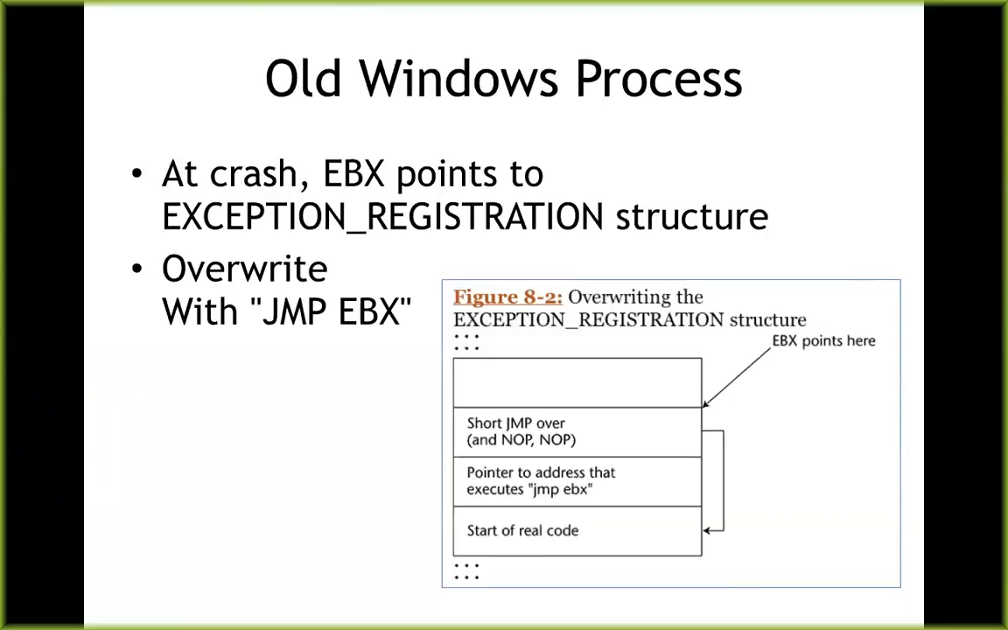You put a jump to bypass a pointer. So you have to overwrite it with an address that points to jump EBX. So you change the exception handler so that instead of doing whatever it would do, it'll go someplace that has a jump EBX. So you have to find a jump EBX somewhere in the code you can point to.